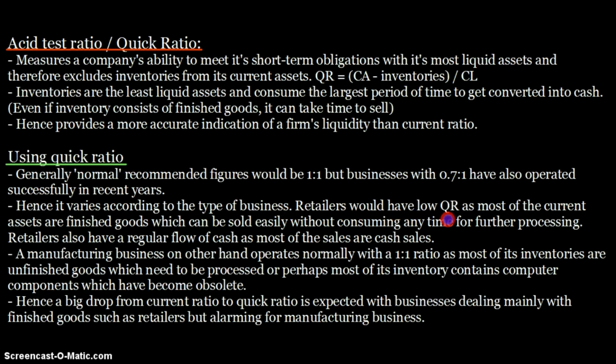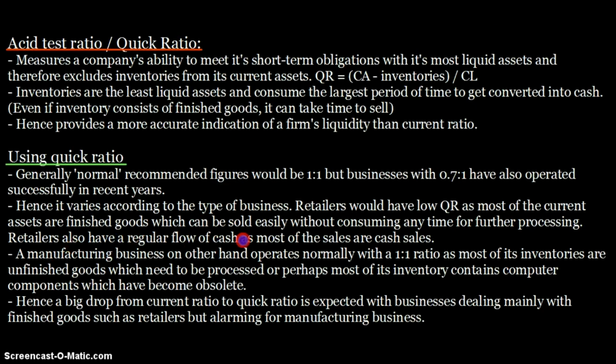Retailers would have a low quick ratio, as most of the current assets are finished goods which can be sold easily without consuming any time for further processing. Most of your inventories are finished goods. Now remember the definition of inventory, it was not just about finished goods, it was also about semi-processed goods or raw materials. That's why we are saying that if the inventory consists of finished goods, then it's okay. If it's mainly raw material, then that's not okay, and the business should have a higher quick ratio.